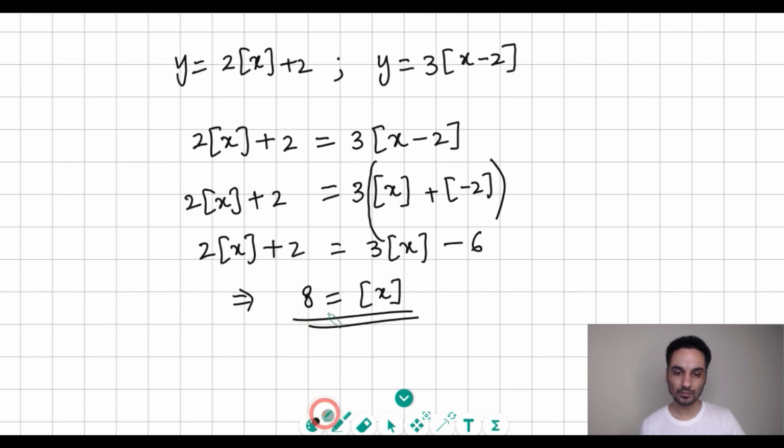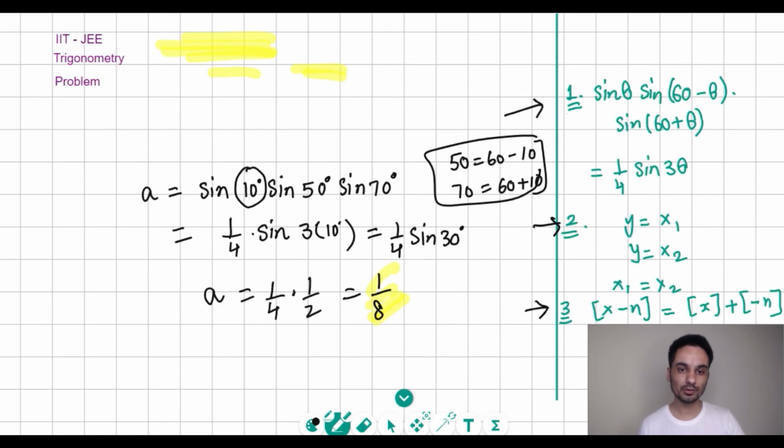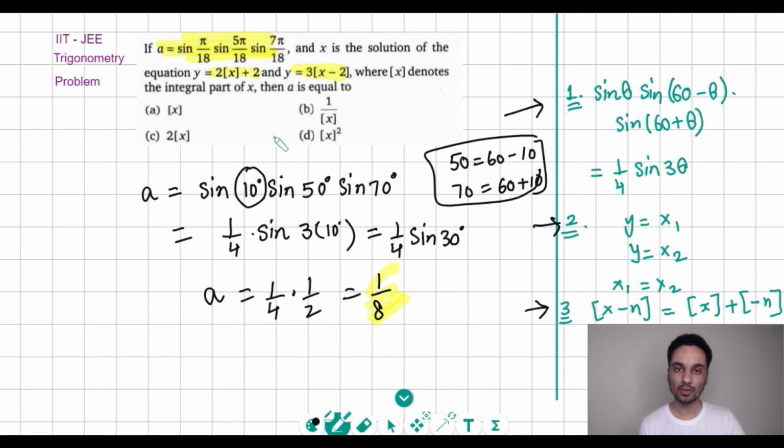So here we have 8 equals greatest integer x, and previously we found that a is equal to 1 over 8. That means I can write a as 1 over greatest integer x. If we look at the options, this is option B. So the correct answer is option B.